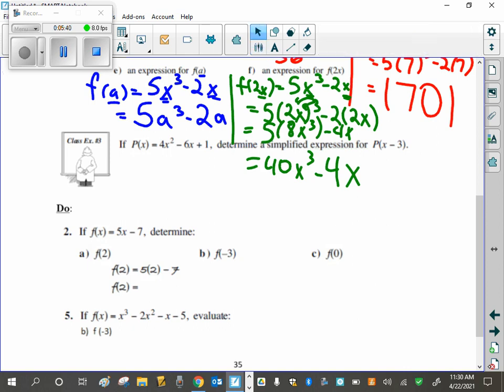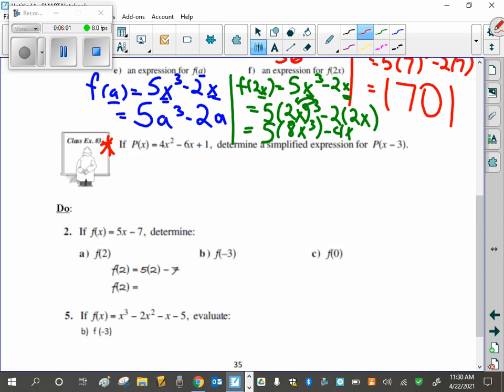Example 3 is beautiful because it combines functions with polynomials and factoring. And it's certainly a test question and also shows up on the exam most years. So I would maybe triple star that. Okay, I'm going to erase this.